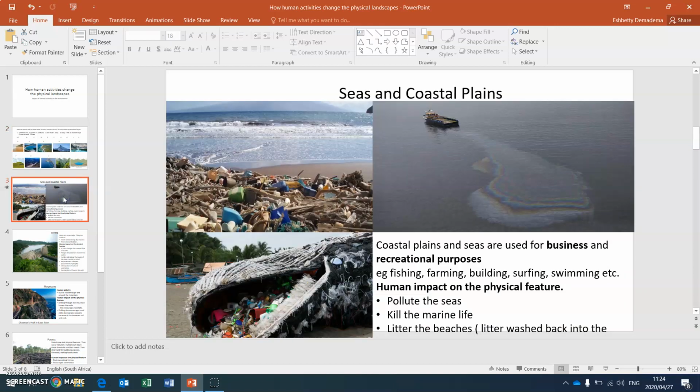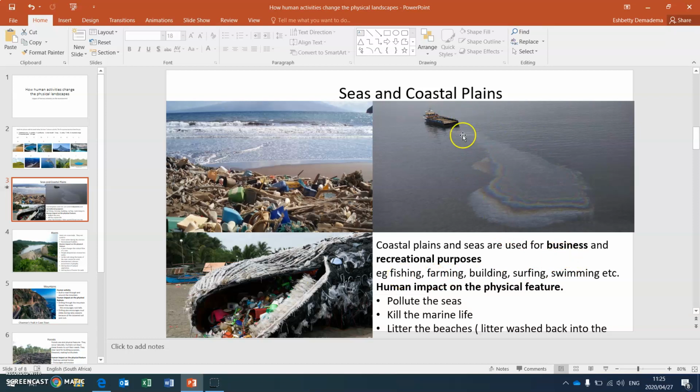Okay, this slide talks about coastal plains, and we know what coastal plains are. They are gentle, sloping areas very close to the sea. People move to these areas, and as they move, activities start to happen around these areas. If we look at this picture here, we've got a boat that is going to sea. This person is likely to be on business, for example, because these coastal plains and seas can be used for business purposes or recreational purposes. So this person is going out to sea, he's going fishing, which of course is a business.